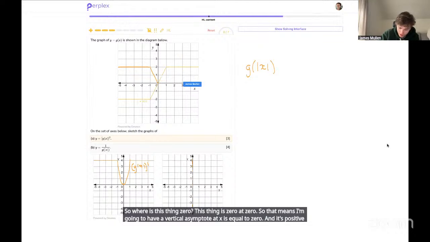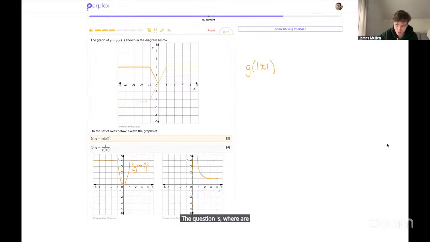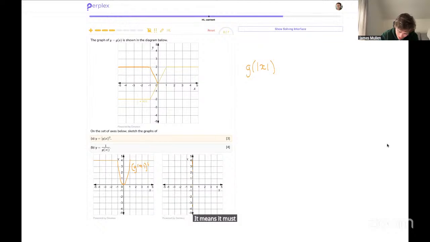So all the arms are going to be positive. So I'm going to have something like this and that. The question is, where are the horizontal asymptotes going to be? Well, this function levels off at y is equal to 2. So when I do 1 divided by that, it must be leveling off at y is equal to 1 over 2. So I'm going to have a horizontal asymptote at y is equal to 1 over 2.